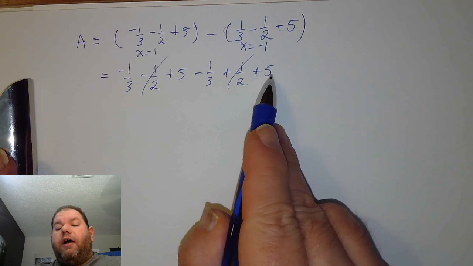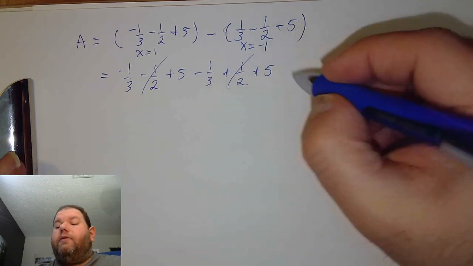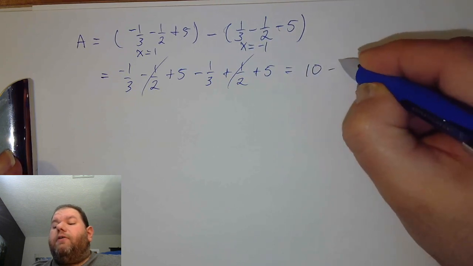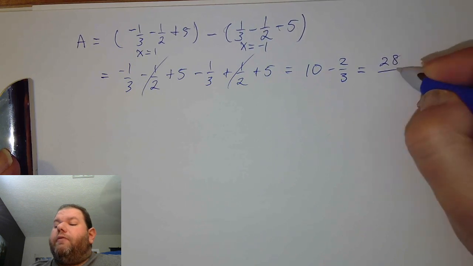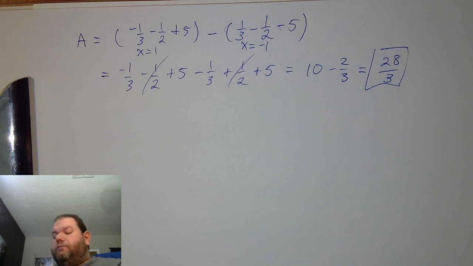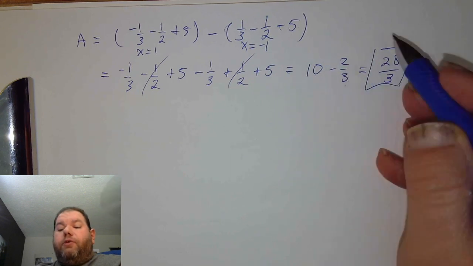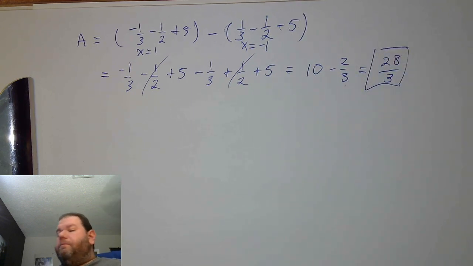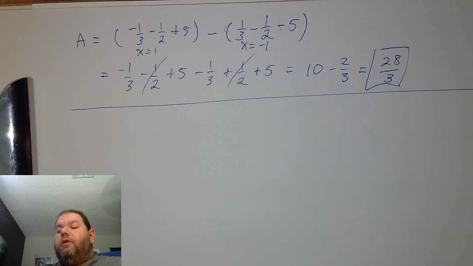So we have the 5's, which is 10, and then the two -1/3, which is -2/3. So 10 minus 2/3 gives us 28 over 3. 3 times 10 is 30, minus 2 is 28 over 3.